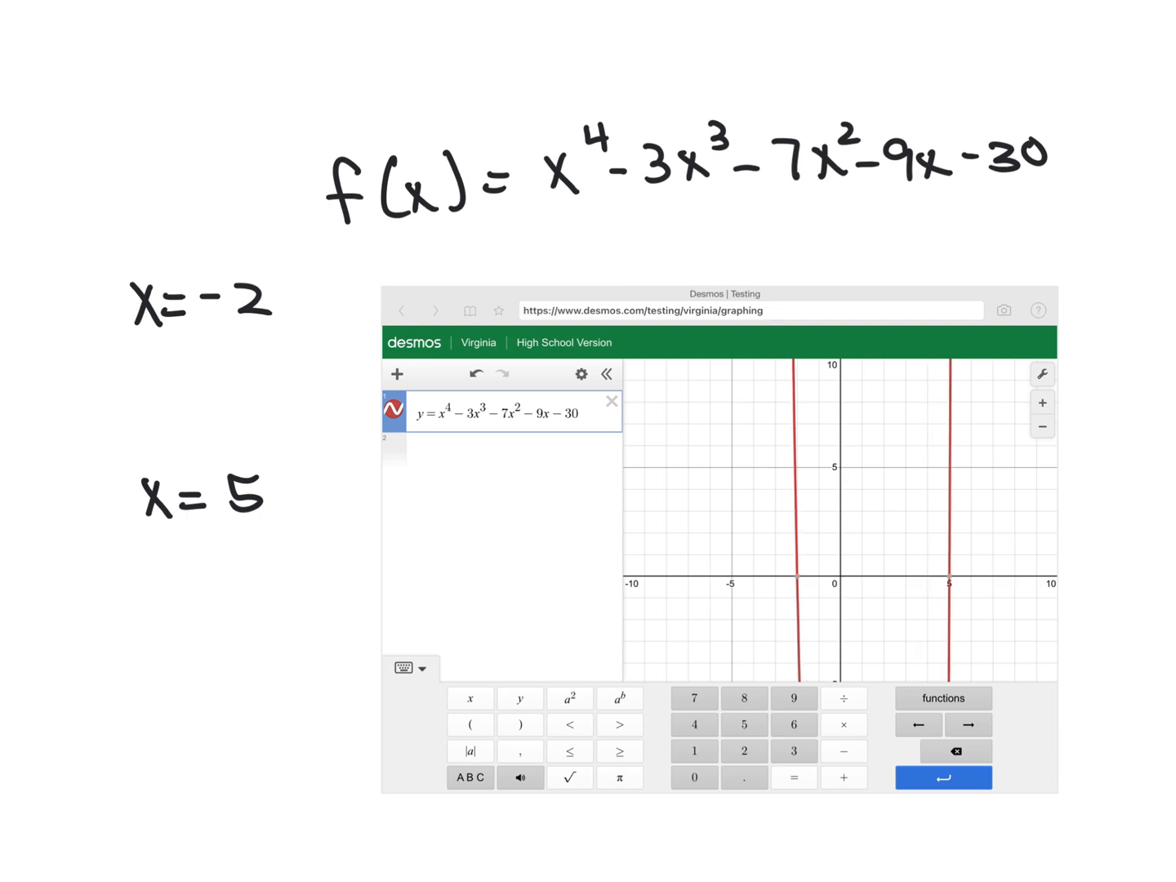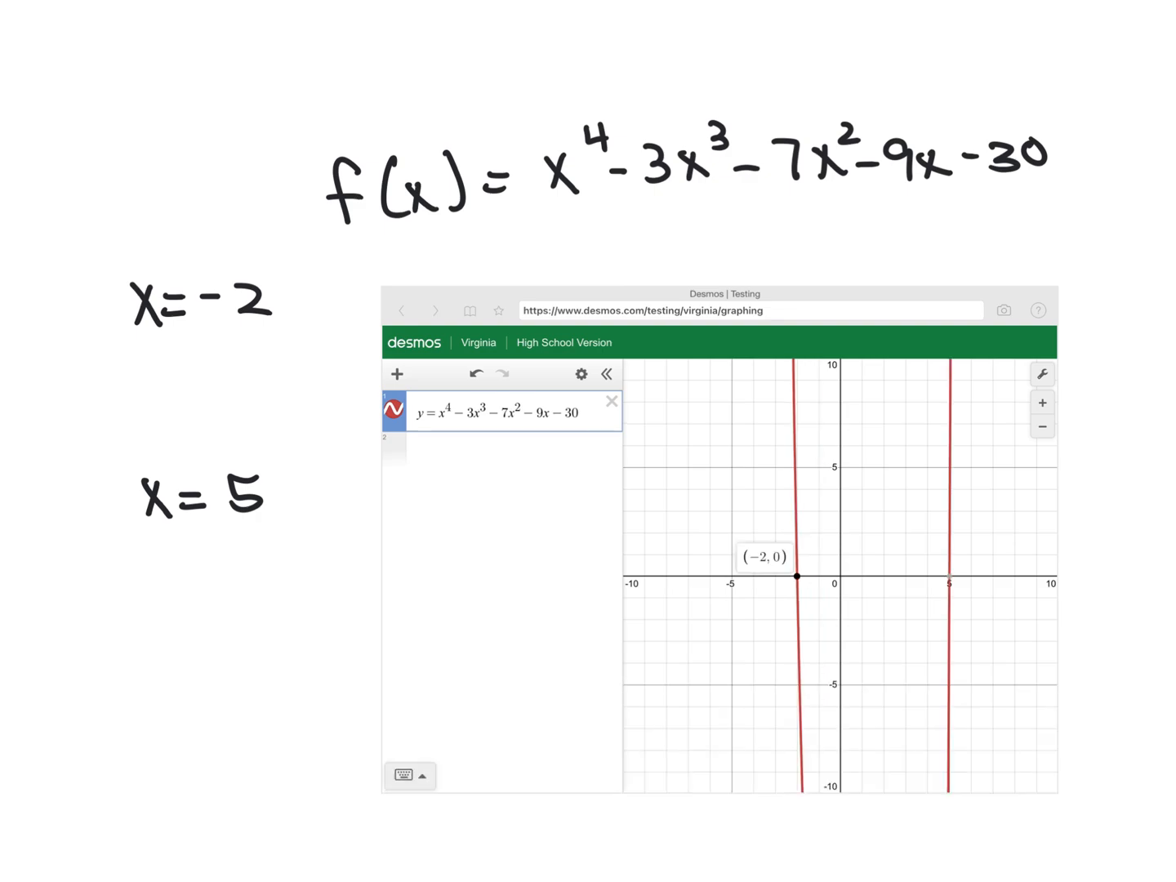It helps if you type the problem correctly. All right, it crosses at negative 2 and it crosses at 5. So we know that x equals negative 2 is a solution, and we know that x equals 5 is a solution. So that means that we have the factor x plus 2, and we have the factor x minus 5.